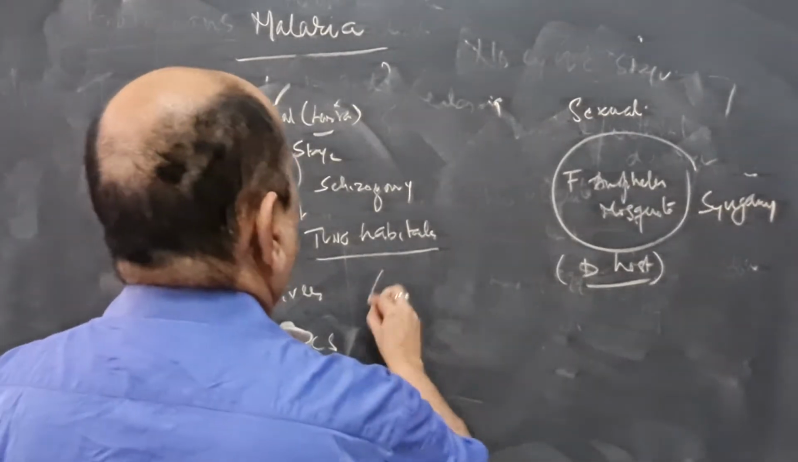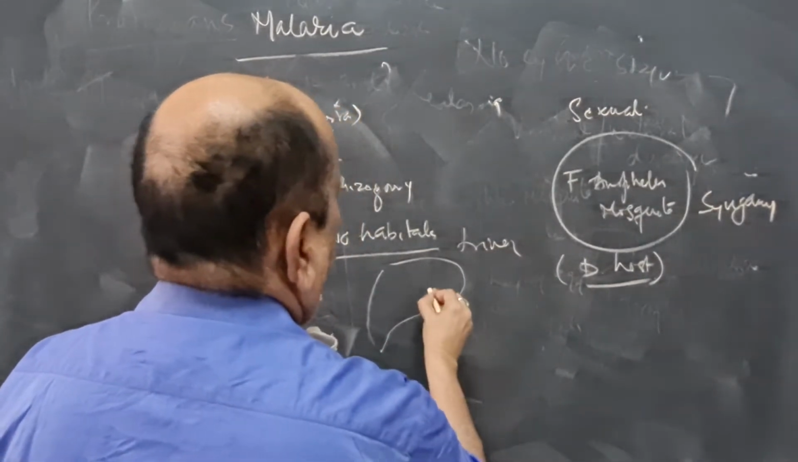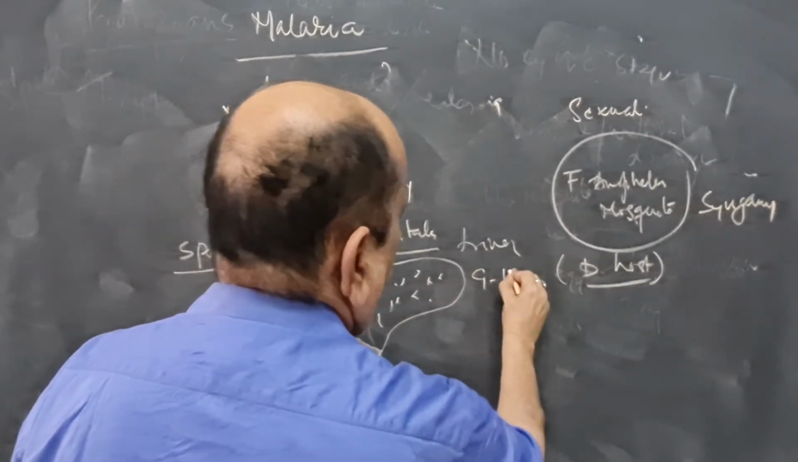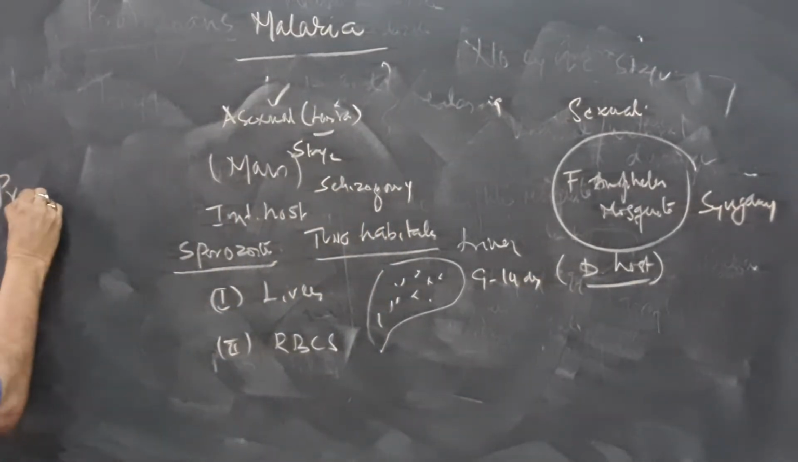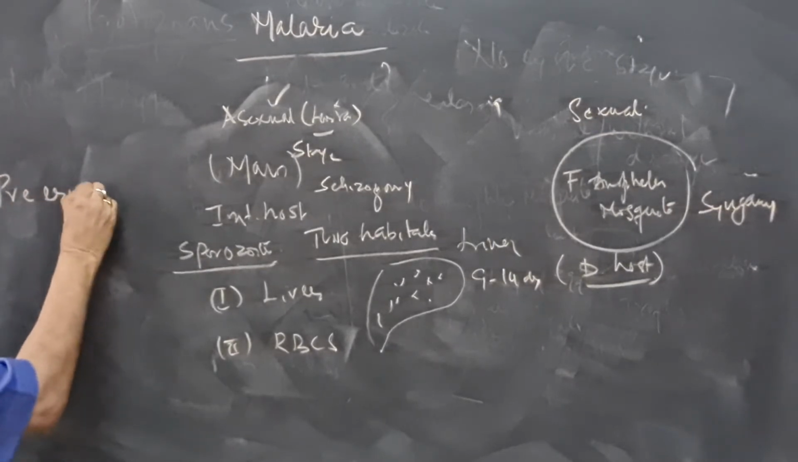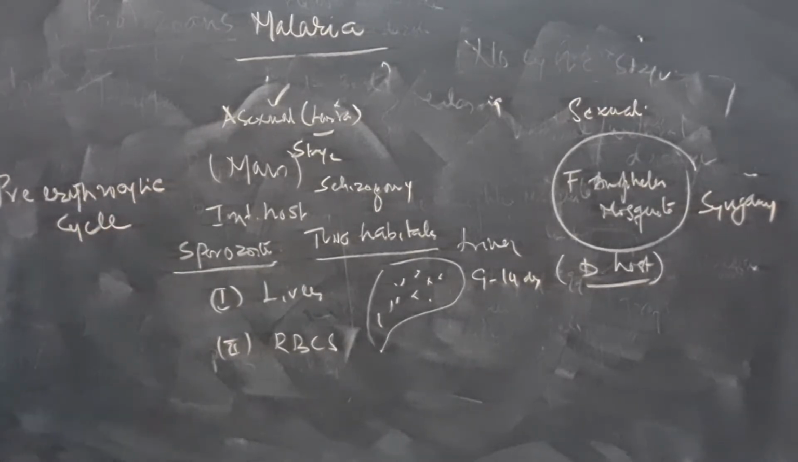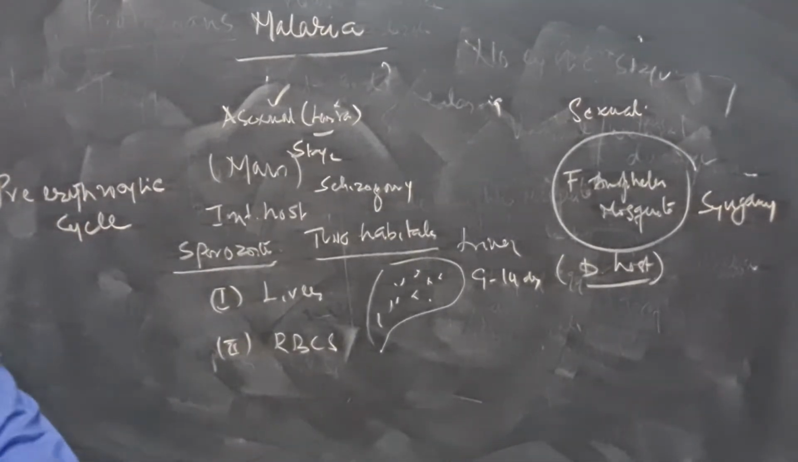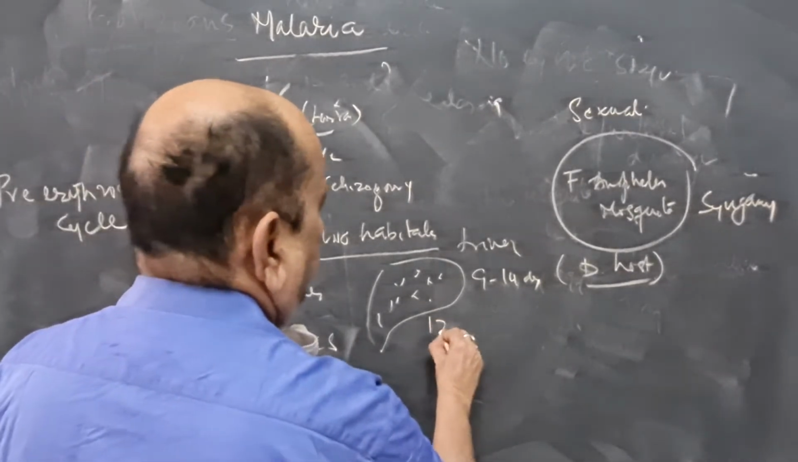So they go to the hepatocytes in the liver and multiply there, for about 9 to 14 days. This is also called the pre-erythrocytic cycle.